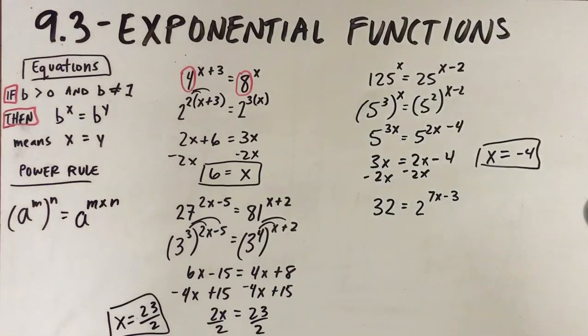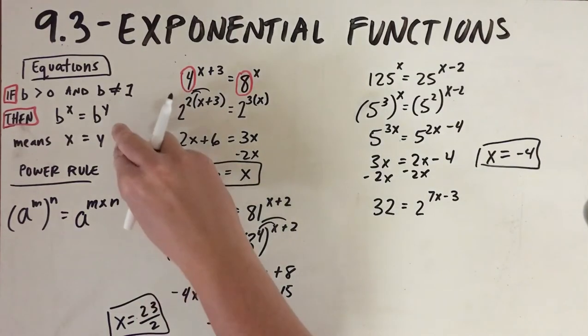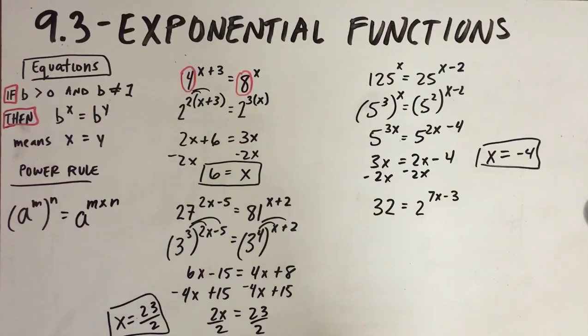All right. So, like I said, kind of crazy that you can just boom, drop those bases, but you can, and that is the rule that we're using here. We're using the rule that if the bases are equal to each other, then their exponents are equal to each other, and the power rule.